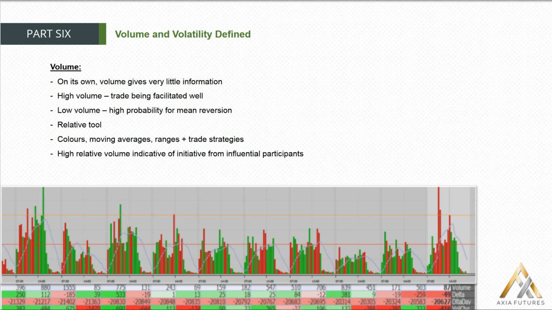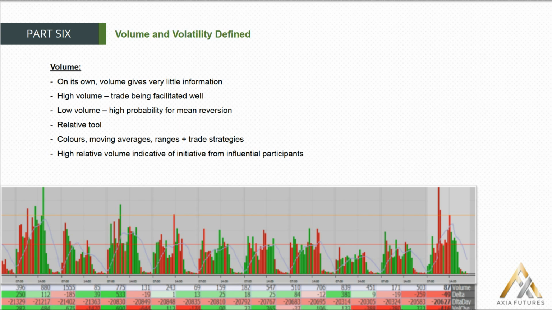So high volume means trade is being facilitated well. Low volume means there's a high probability for mean reversion. In other words, remember we said volume is like force. When there's a lot of force in the market, we should be seeing prices move aggressively up or aggressively down. Okay, if it's not moving aggressively, or if it is moving aggressively up and down but on lower volume, it's very likely that we're going to revisit those prices at some point. Why? Because it's not new business taking those prices up or down. So the fact that it's not new business means it's highly likely that we do retest those prices again at some point.